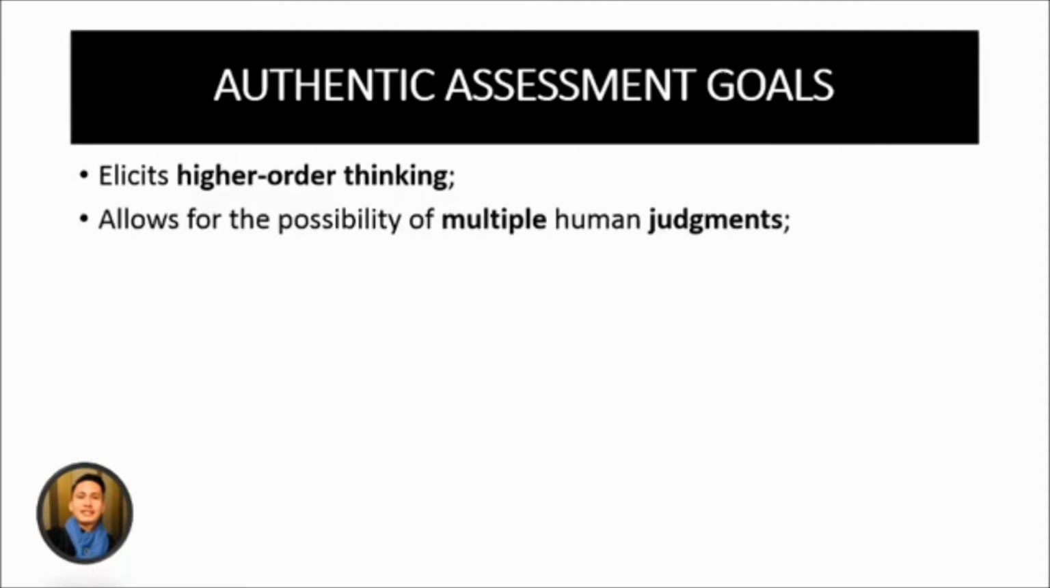Next, allows the possibility for multiple human judgment. In doing the assessment as a teacher, this will really require subjective judgment. That's why we have this rubric or checklist as basis for us to evaluate the performance of our students. In here, the students will be judged according to different perspectives of the evaluator or the assessor.